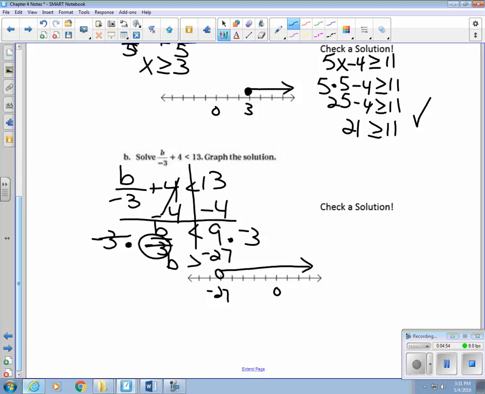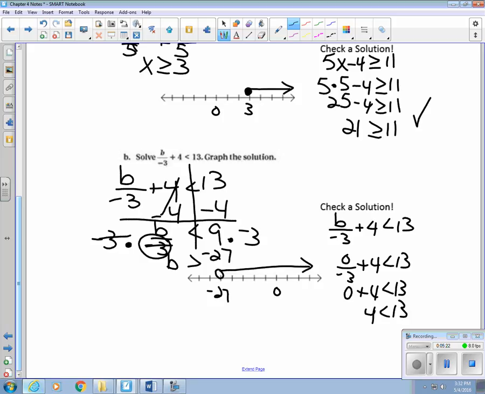So I'm going to take any number to the right of negative 27 where my arrow is going. I'm going to take 0. So I'm going to do b over negative 3 plus 4 should be less than 13. If I use 0 for b, 0 over negative 3 plus 4 should be less than 13. Well, 0 divided by negative 3 is just 0. Plus 4 is less than 13. And 0 plus 4 is just 4. And 4 is less than 13. So that works. Check mark. Our arrow should be going in the right direction then.